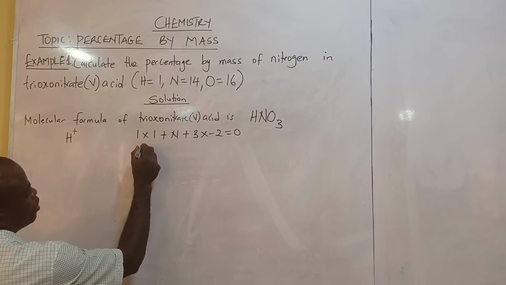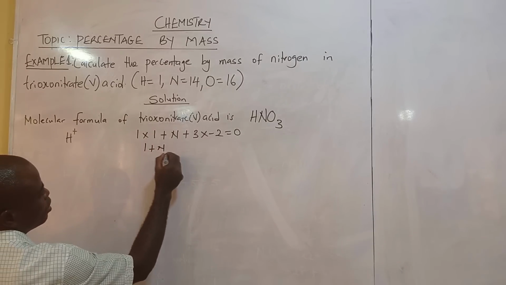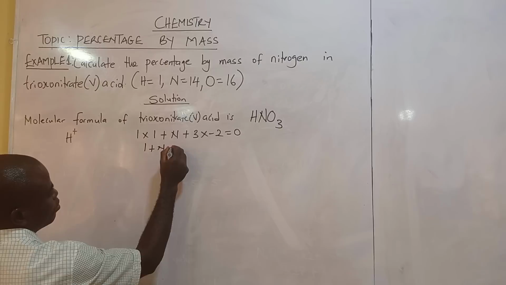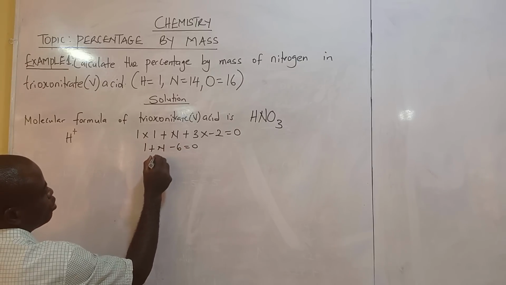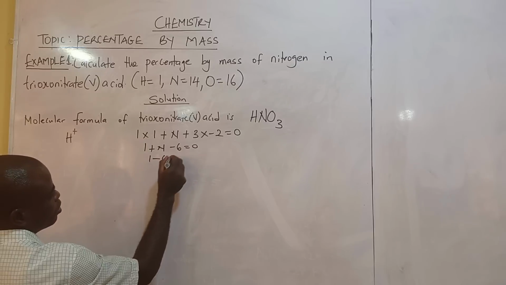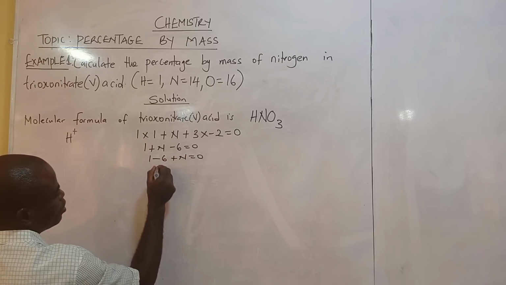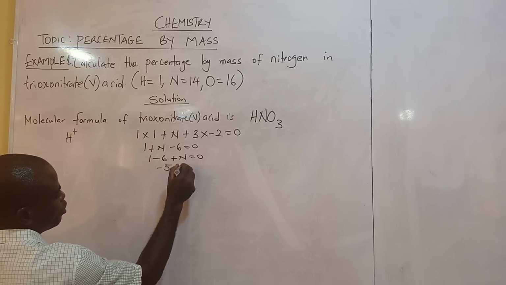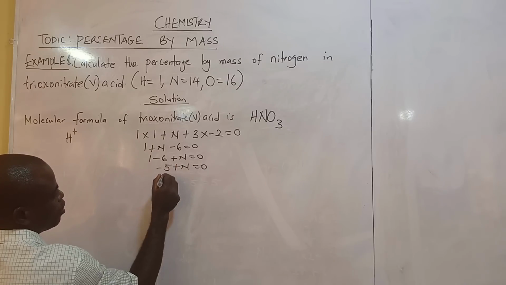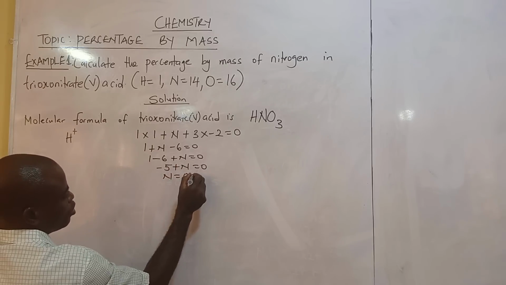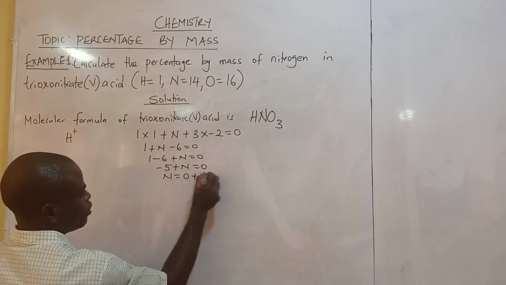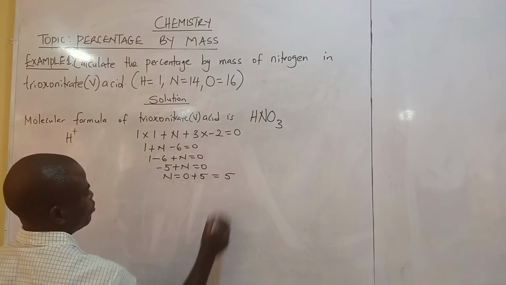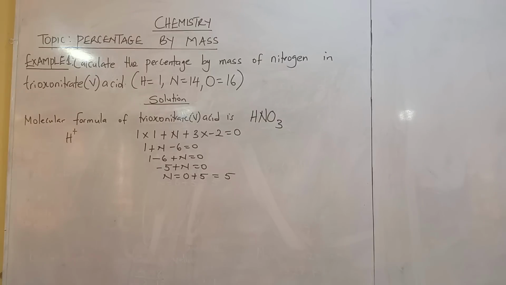Now you have 1 times 1, that's 1, plus N minus 6 equals 0. 1 minus 6 plus N equals 0. 1 minus 6 is minus 5, plus N equals 0. Collect like terms: N equals 0. When you take minus 5 to the other side, it becomes positive, so N equals plus 5. Okay?